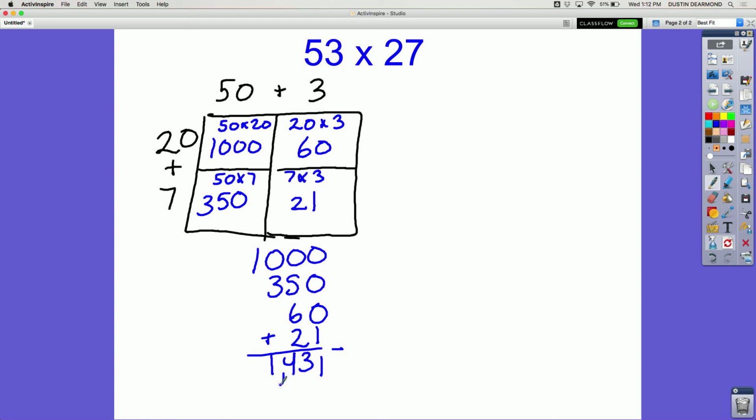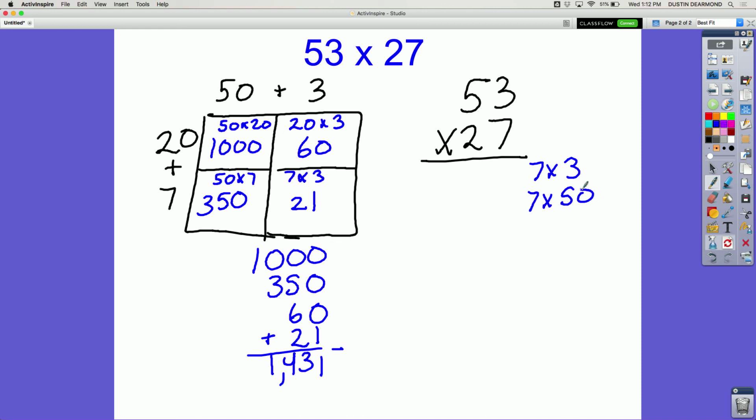Now I want to do the partial products, which is going to be related to this model. We're still going to see some of the same numbers popping up. I'm going to start that over here on this side. And I'm going to stack my numbers for the moment, similar to the way we learned to do it with the standard algorithm. I'm going to list out, again, similar to what the area model showed us, the partial products. So I might start with 7 times 3, and then it's going to be 7 times 50.